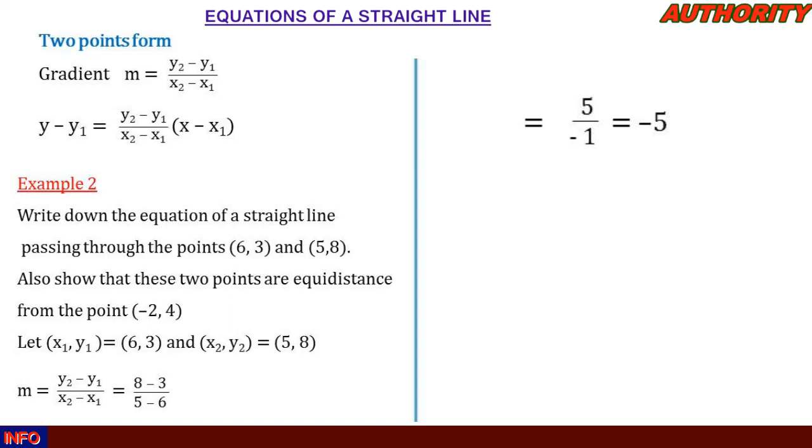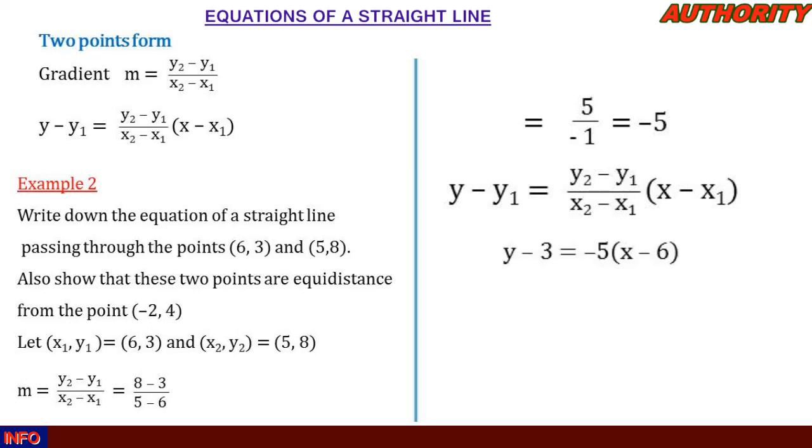So recall the formula for 2-point form is y minus y1 is equal to y2 minus y1 all over x2 minus x1, open bracket, x minus x1. Okay, now let's go. Here, let's plug in our values. We have y minus y1. Our y1 is equal to 3.